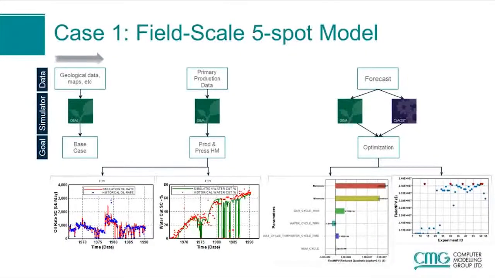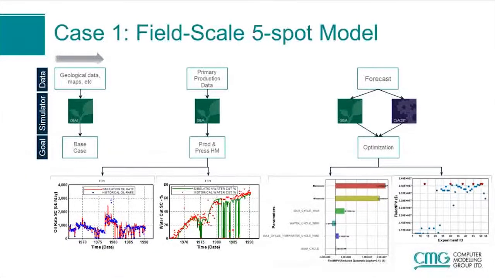So after matching all the experimental data in the lab, I took the geological data and maps, along with the PVT model and the relative permeability curves, into GEM to create the base case model for the reservoir. Then I history matched the available primary production data, the pressure and the oil production data. So then the history matched model is used to do forecast.